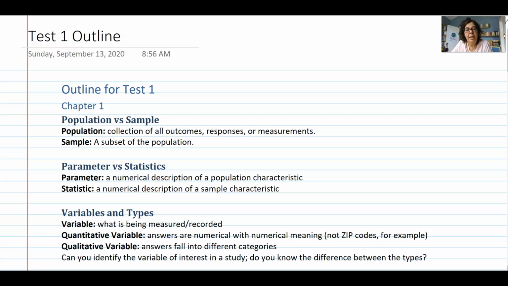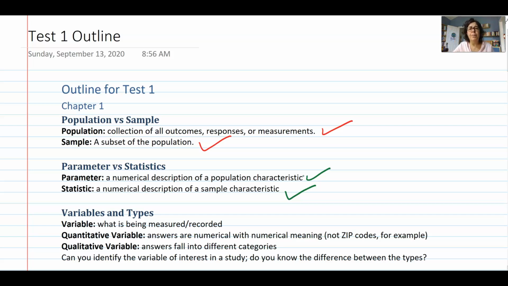One of the most important things that we learn in chapter 1 is population versus sample. So you should be able to identify what is population and what is sample, because it will bring you to the next concept, parameter and statistics. A parameter is a measurement coming from a population. A statistic is a measurement coming from a sample. And it all depends on what's the big idea, what's the research question.